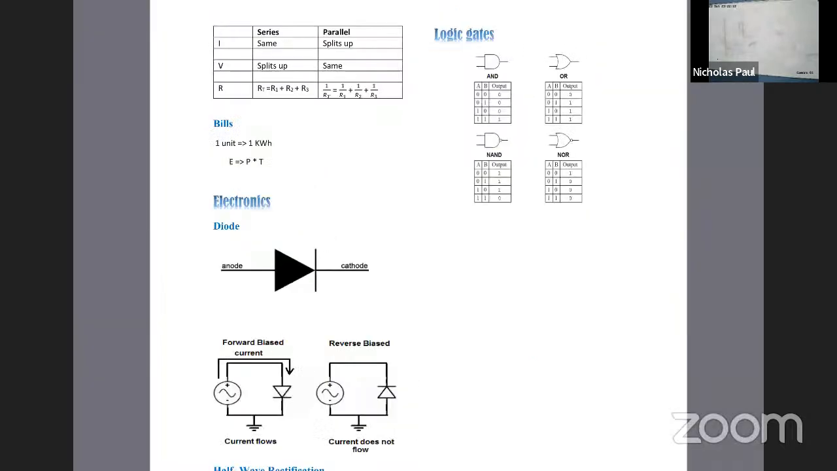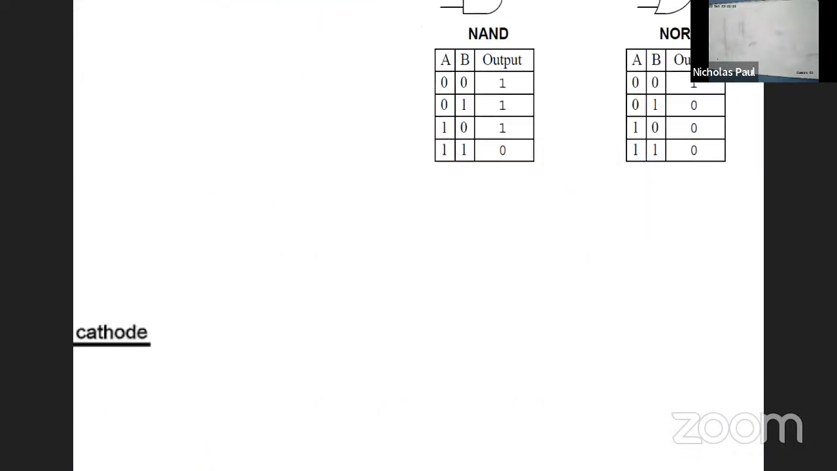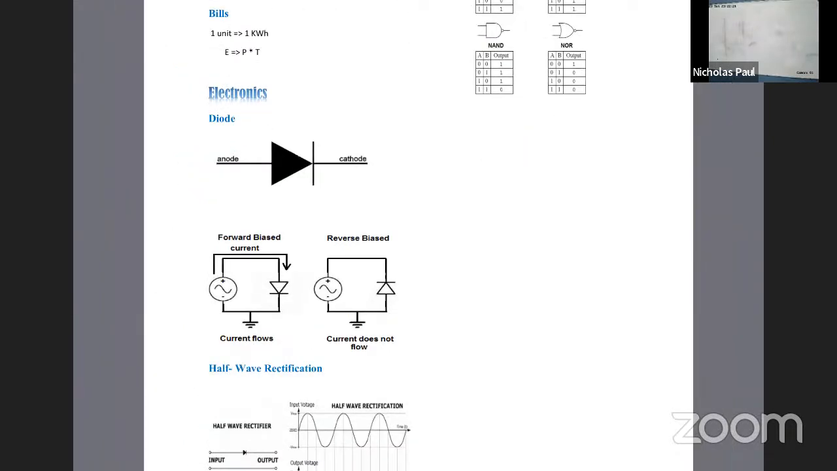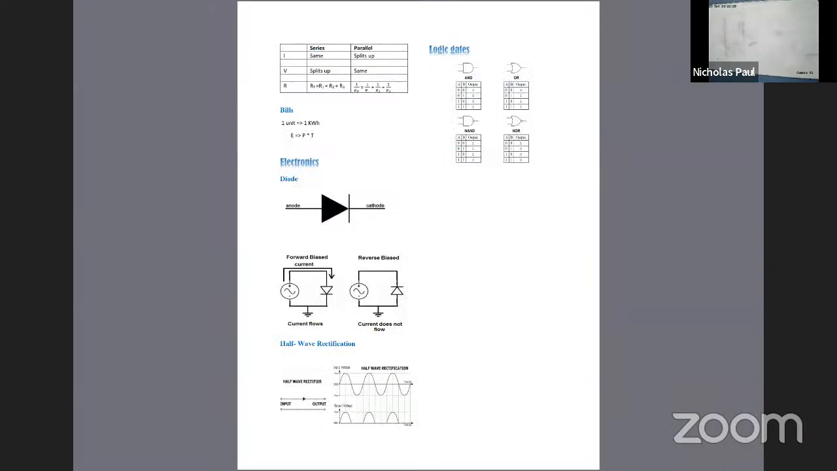And then you have all your logic gates. You have NOT, AND, and so on, right? You have to learn your logic gates and their symbols.